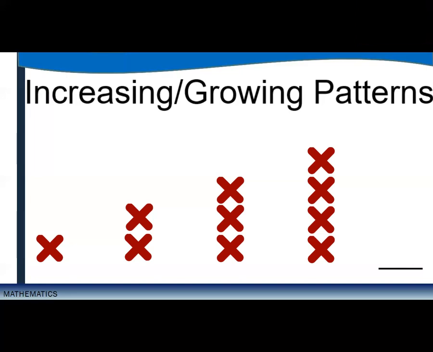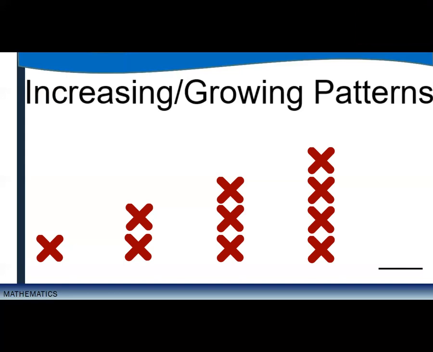Now, to help us know if a pattern is increasing, we look at what is happening as we move from one pattern to the next. Let's observe the pattern seen here. What do you notice as we move from one X to the next? Wow. If you said you notice that as we move from one X to the next, one X is added, that is correct. Remember now, a pattern has a rule. And what is the rule for this pattern?